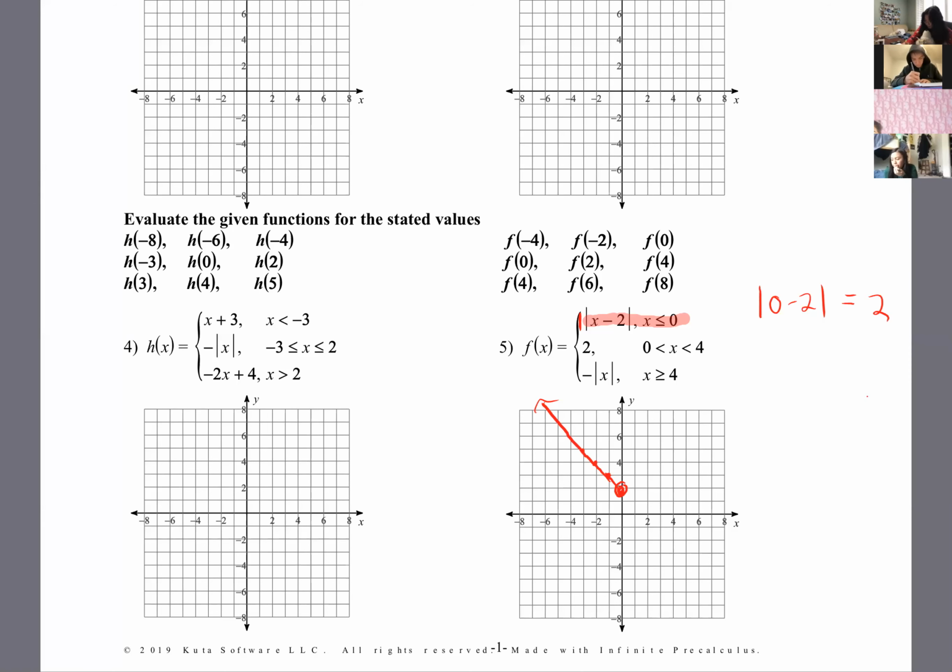Okay, that's the first piece. For the second piece, let me know at any point if you have a question. You can just chime in. All right, for the next piece, I'm gonna do this in green.